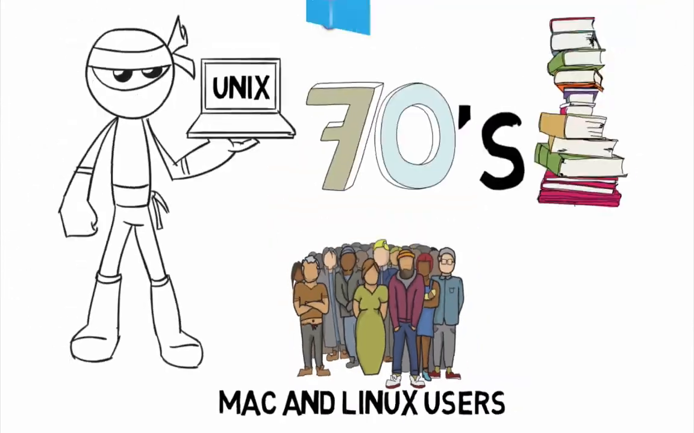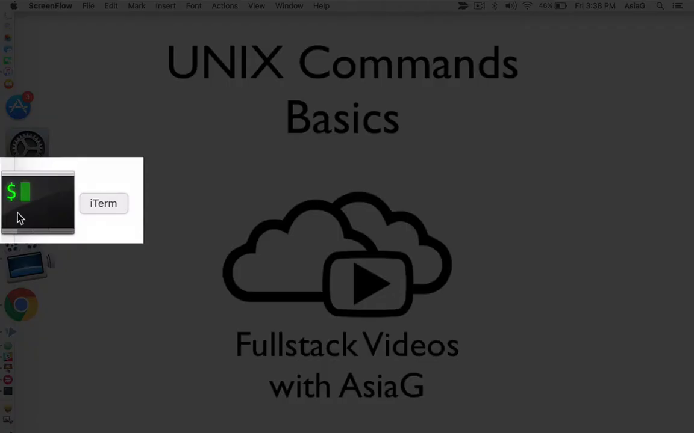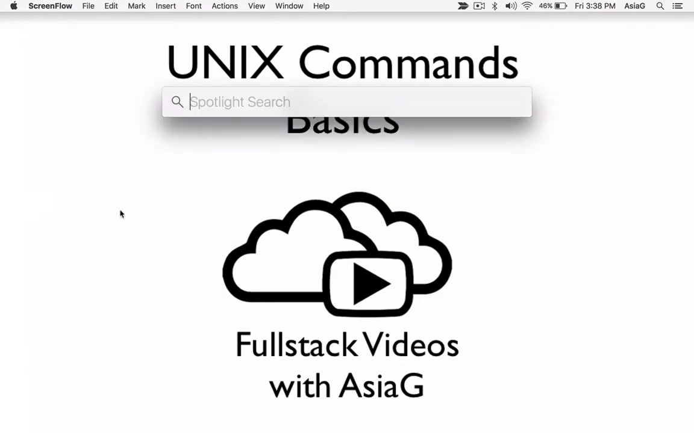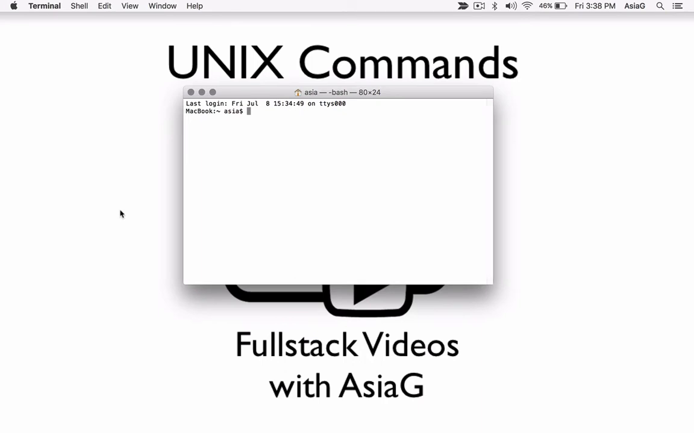To use Unix, you'll need a software application called the terminal. On the Mac, you can find it by typing Command Spacebar, which Apple calls Spotlight Search. Launch the application and you're ready to enter Unix commands. The terminal is also called the console or shell, because it is a shell around the kernel, which is the engine of the computer's operating system.